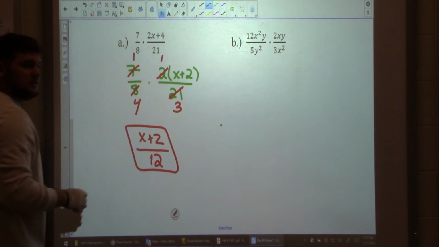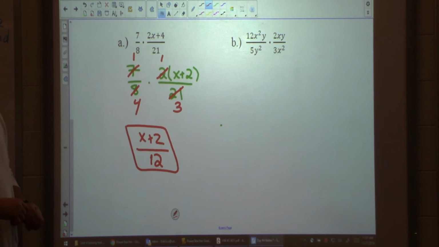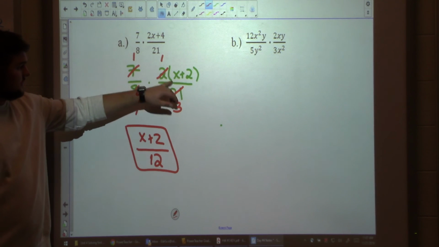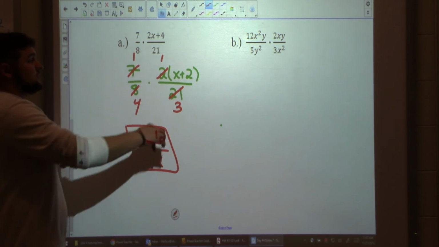X plus 2. Oh yeah, I gotta go over another one. It's confusing. What made no sense? Which part? The top. When you got 2 over 21, like the step. Yeah, which one is the red step? Okay, so that's what I took.